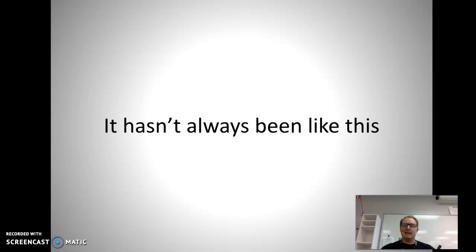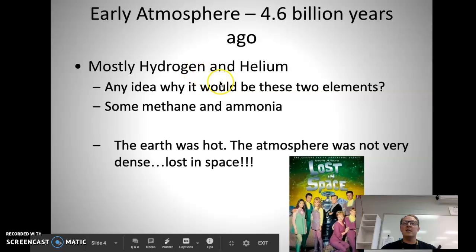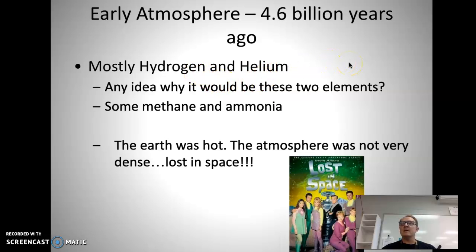Way back, right? Before the internet. Earth's atmosphere approximately 4.6 billion years ago was made up mostly of hydrogen and helium. Why is that significant? Well, those are the 2 most abundant gases in the entire universe, as a matter of fact. Most stars are made up of hydrogen and helium, so it's no surprise that our atmosphere would have had a lot of hydrogen and helium to begin with.